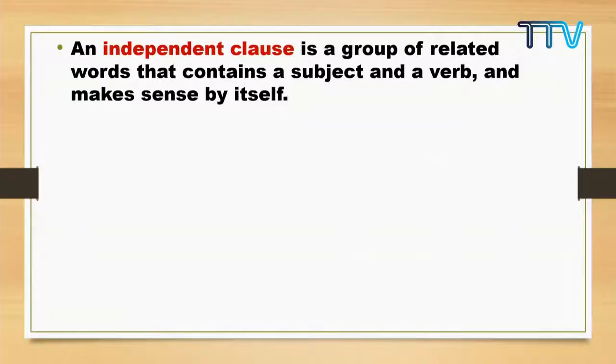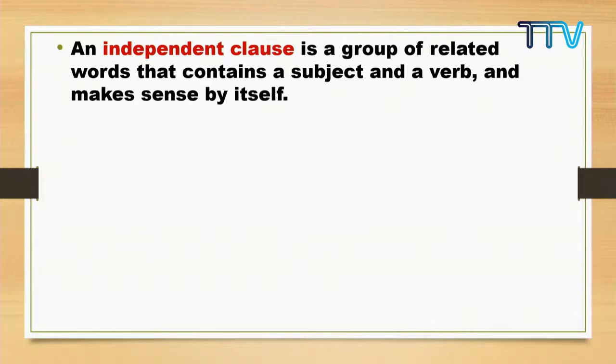Okay, look at the slide. An independent clause is a group of related words that contains a subject and a verb and makes sense by itself. Okay, this statement is quite clear. So an independent clause is a group of related words, a part of a sentence that contains a subject and a verb, and it can function as a separate sentence, because it makes sense by itself. It does not have to depend on some other group of words.